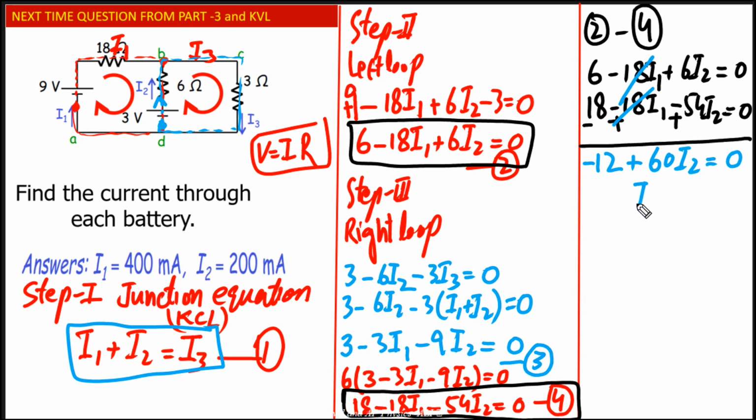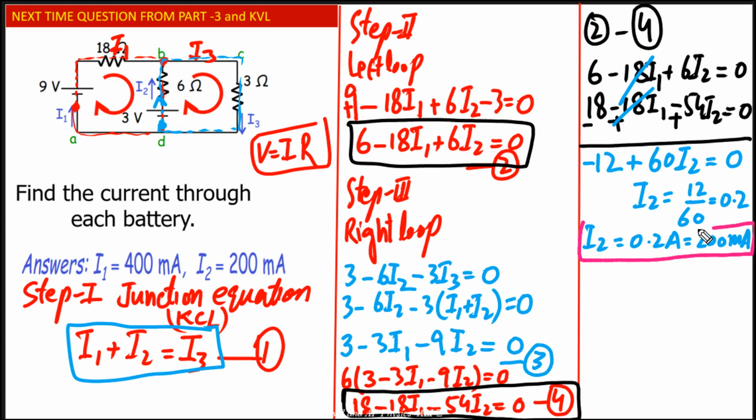Now we can solve for I2. Simply, we will get 12 divided by 60, and if we simplify, this will be 0.2 amps. So I2 is equal to 0.2 amps, or this is equal to 200 milliamps. So this is our answer for I2. This is how we can find it. As you can see, our answer is here, 200 milliamps. Wonderful. So we have got the value of I2.